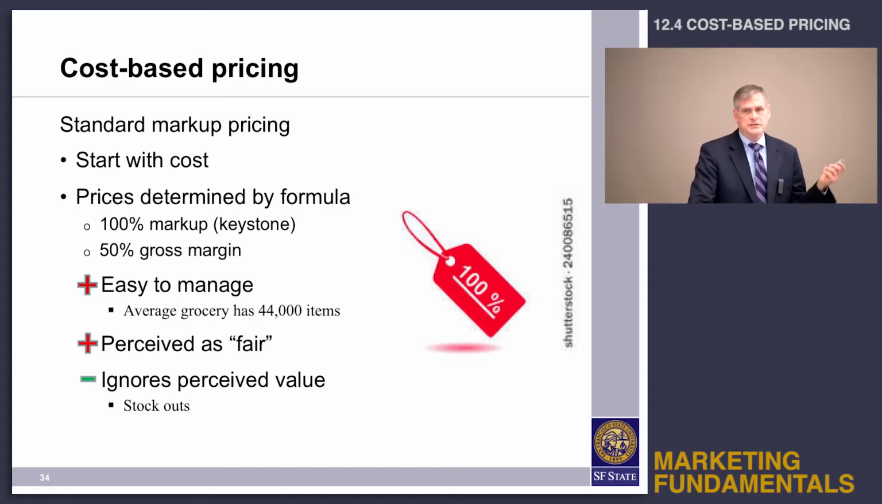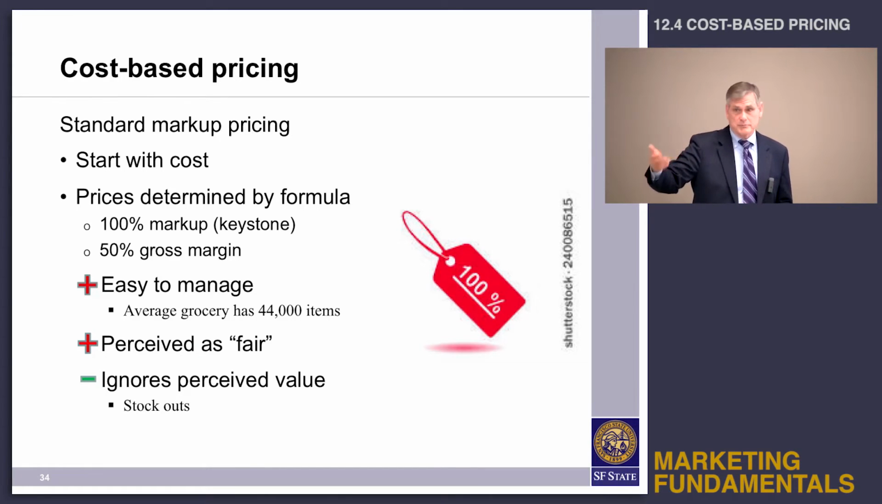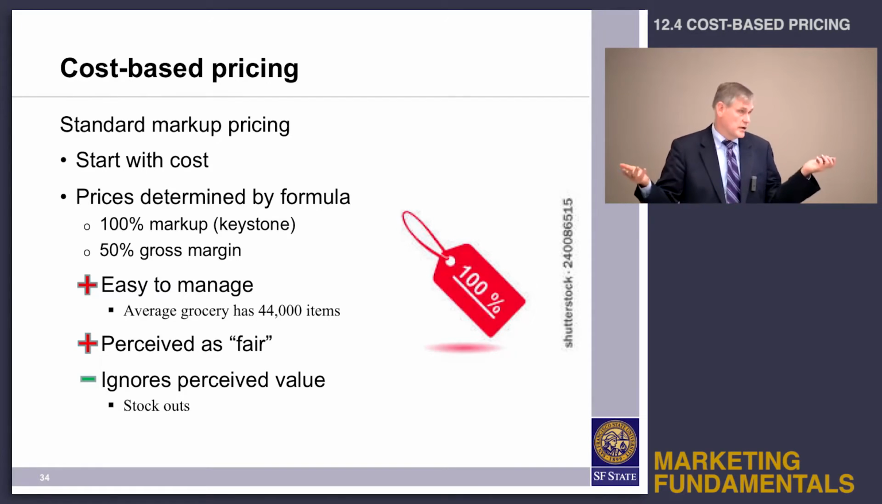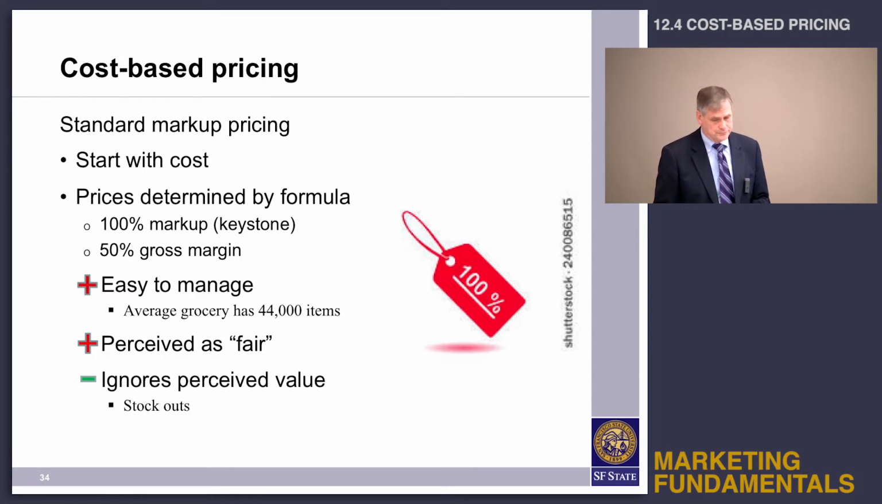The advantage of it is it's easy to manage. Typical grocery store has 40,000 items. Could you imagine sitting down and establishing what the appropriate price would be 40,000 times? Much easier to just set it by formula, and it's perceived as fair. Everybody pays the same price, and the perception is that the markup is reasonable, otherwise people wouldn't buy from the store.